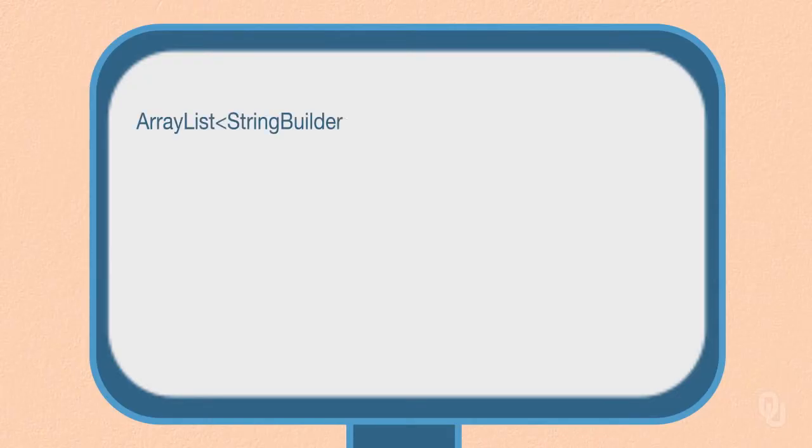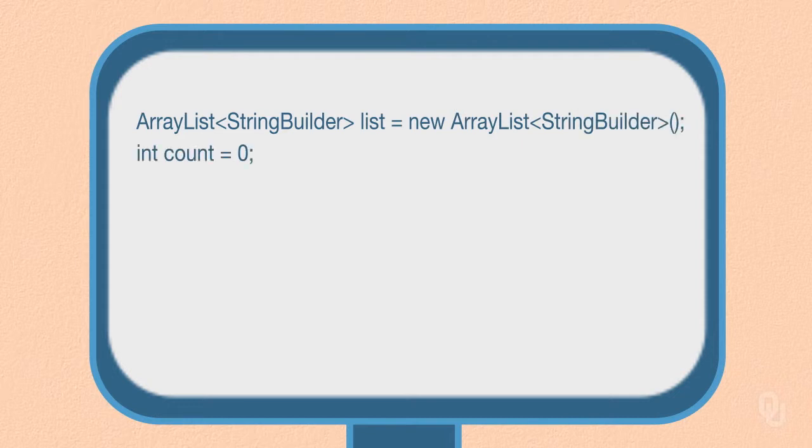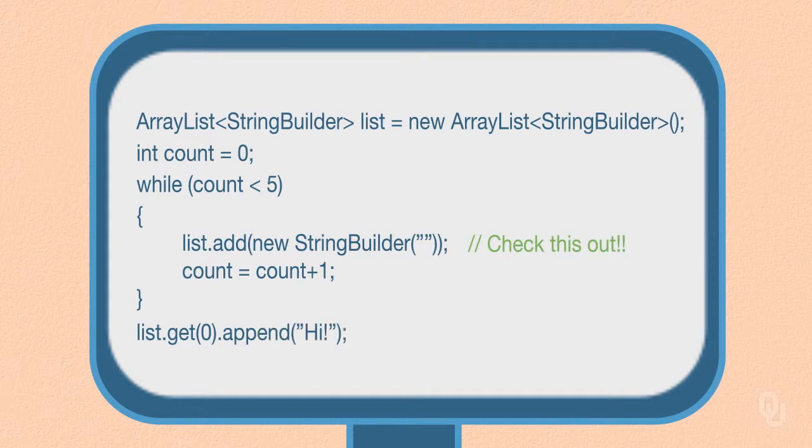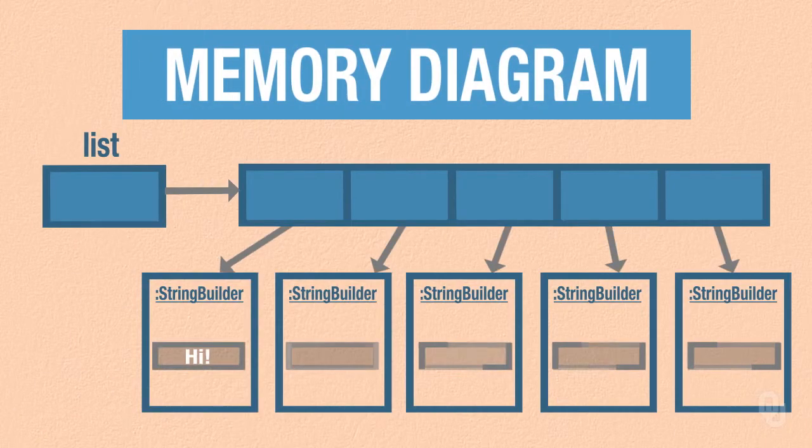ArrayList<StringBuilder> list = new ArrayList<StringBuilder>(); int count = 0; while (count < 5) { list.add(new StringBuilder("")); count = count + 1; } list.get(0).append("hi"); Notice now the StringBuilder constructor will be called 5 times, and we'll get 5 different objects. When we change the first one, remember it's the one at index 0, we won't change the other 4.